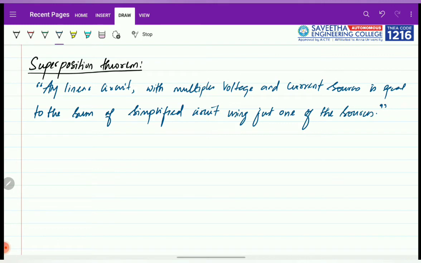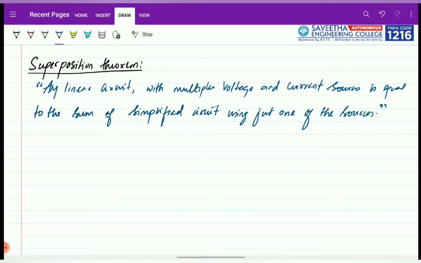So as I told you in the very beginning, circuits can be solved by different methods, but in case the complexity of the circuit increases where you cannot proceed with the other methods, we can use the superposition theorem, which will be easy for that.